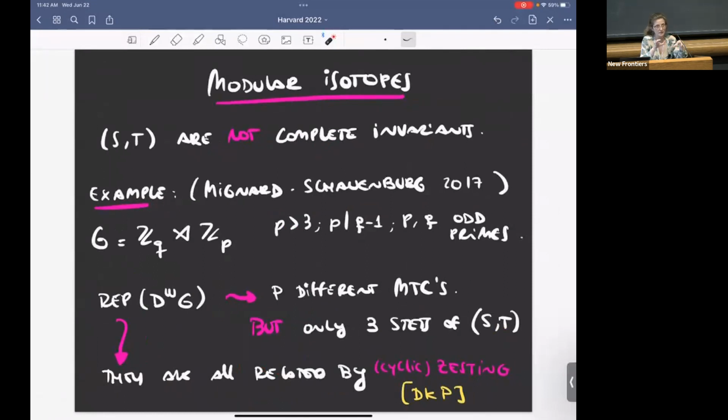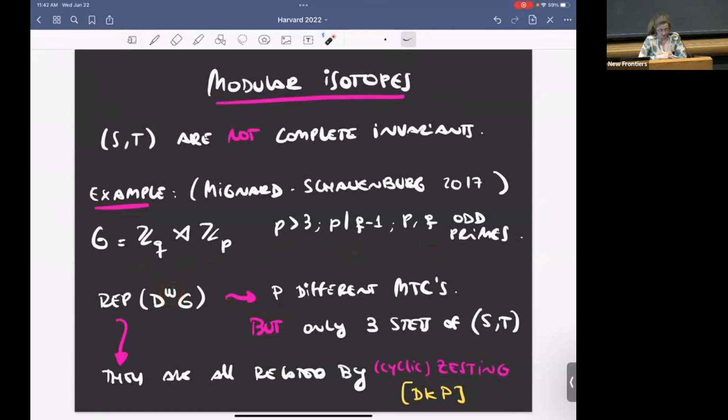So as we were saying, these S and T are not enough to distinguish modular categories. For example, in 2017, Mignard and Peter Schauenburg gave examples using the double of groups. They have this group, the semi-direct product of Z_q and Z_p, where p needs to be bigger than 3, both are odd primes, and p divides q minus 1. And what they show is that there are p different modular categories, and this depends on this cocycle here.